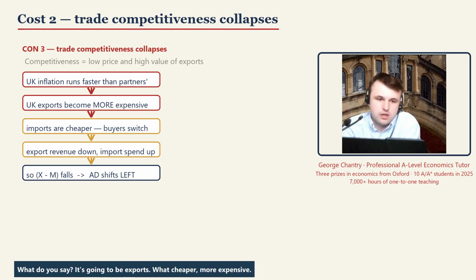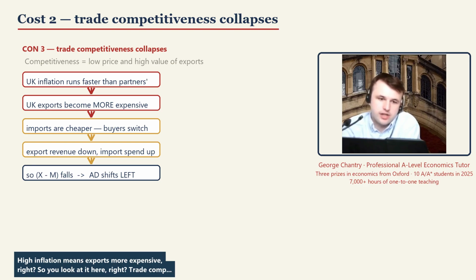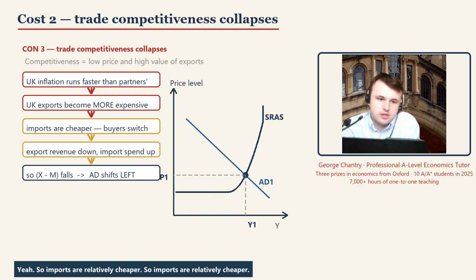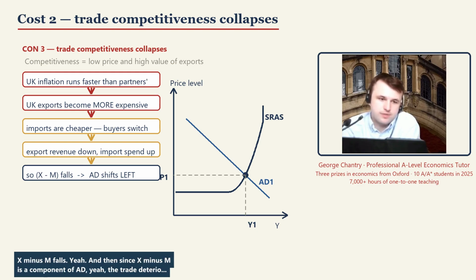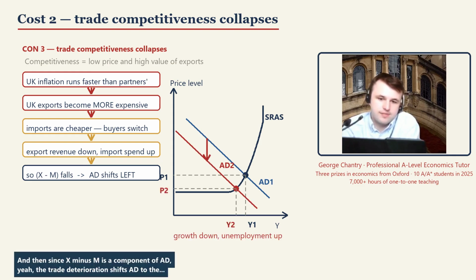It's going to be exports, what, cheaper or more expensive? Well, wait, no. High inflation means exports are more expensive, right? So look at it here: trade competitiveness. If inflation goes up, the competitiveness of exports goes down because they're more expensive. Imports are relatively cheaper, so consumers shift their expenditure towards them. Domestic export revenues fall, so the trade balance goes down. X minus M falls. Since X minus M is a component of AD, the trade deterioration shifts AD to the left. Are you happy to explain this one back for me?